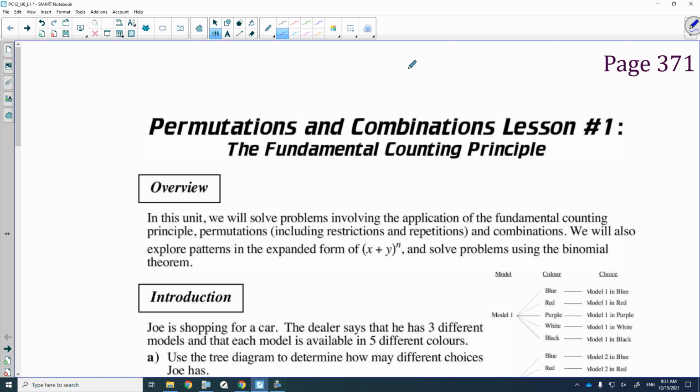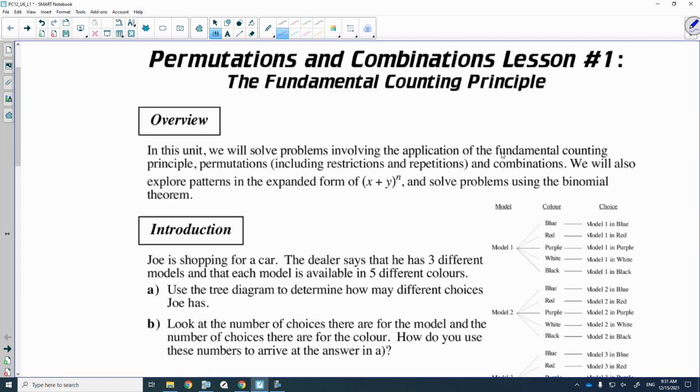Hi Math 30s. This video is on lesson 1 in the unit on permutations and combinations. You'll find it on page 371 in your workbook. The lesson is called the fundamental counting principle.